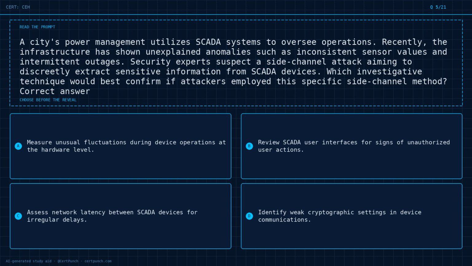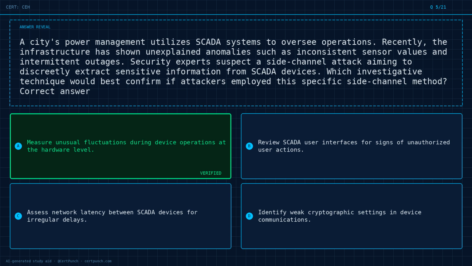Option A. Measure unusual fluctuations during device operations at the hardware level. Option B. Review SCADA user interfaces for signs of unauthorized user actions. Option C. Assess network latency between SCADA devices for irregular delays. Option D. Identify weak cryptographic settings in device communications. Choose the best answer before the reveal. Commit to it now.